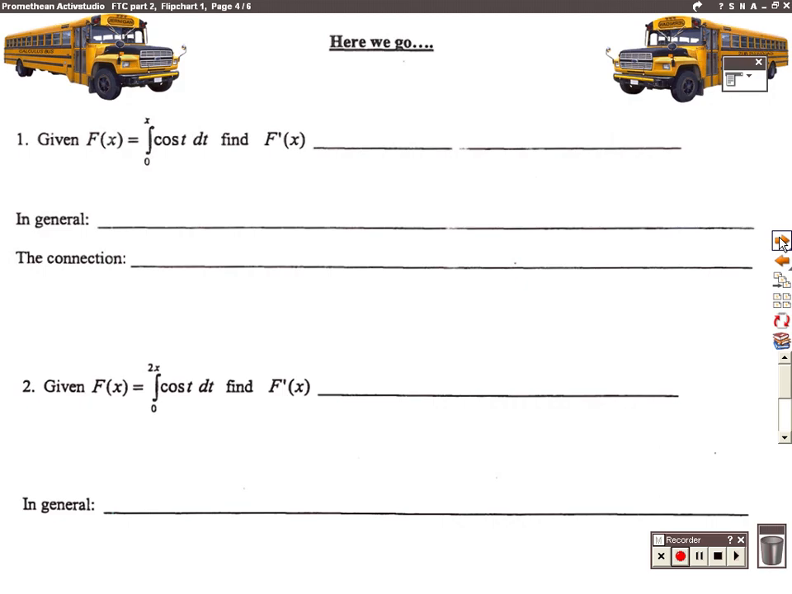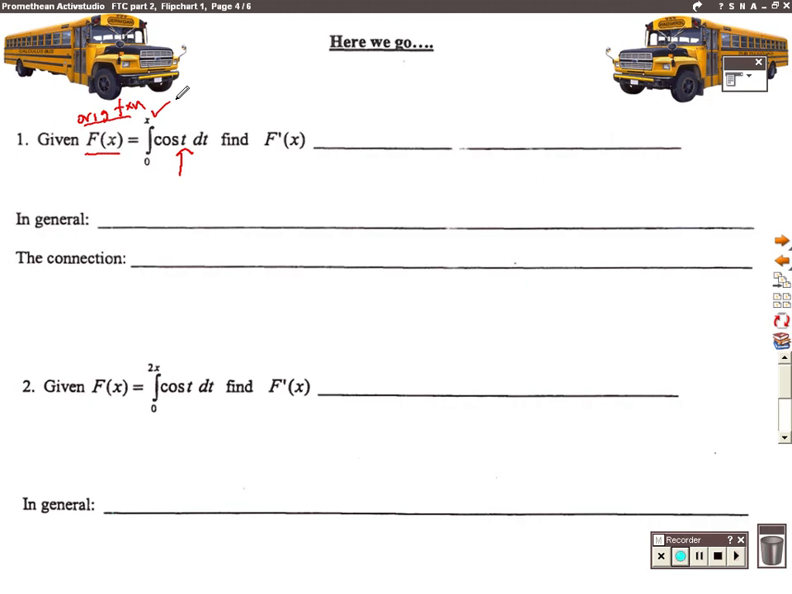Big F of x is an original function, and big F of x is defined as an integral from 0 to x of cosine of t dt. So question number 1 is to find the derivative, F prime of x. Now, something interesting here. Notice that F of x is defined as the integration of cosine of t from 0 to x. It seems like there's something going on with the variable there. Well, let's see what happens.